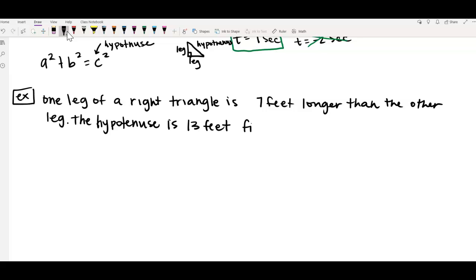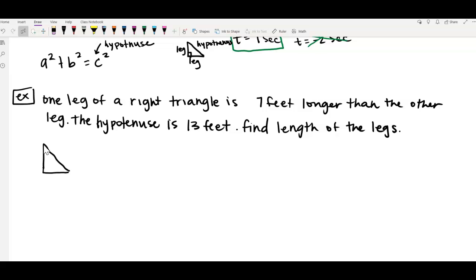So, actually, let's just find x. I'm trying to remember how they worded that. Yeah, I guess it just says find the length of the legs. All right, so when we're setting this up, let's just draw a little picture to help visualize what it is we're dealing with here.